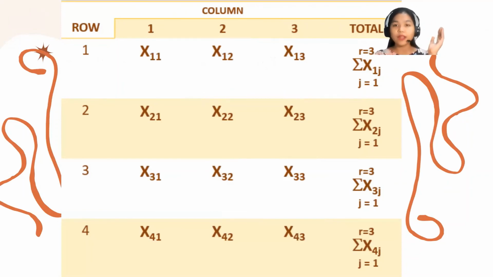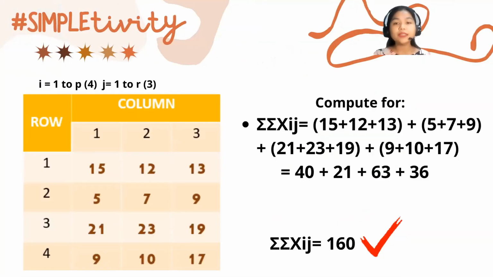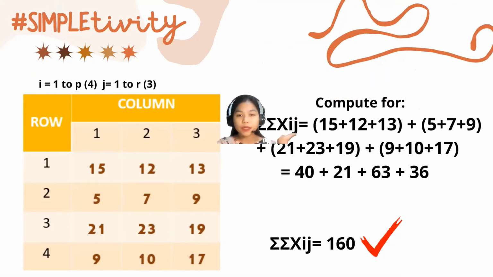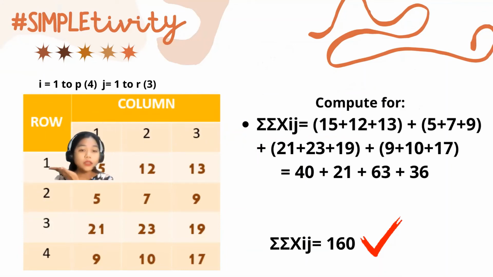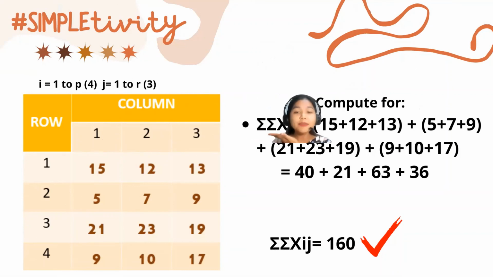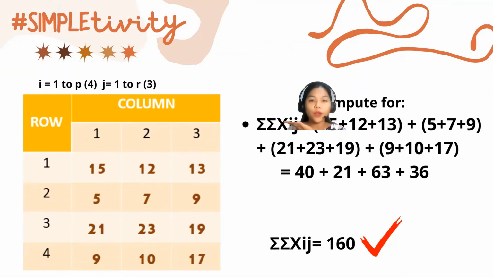The arbitrary values and the real values are the numbers. So let's try to compute now for the double summation. Summation of xij as i goes from 1 to 4 and j goes from 1 to 3. Hindi na po natin siya isinulat kasi given na naman po sa ating two-way table.